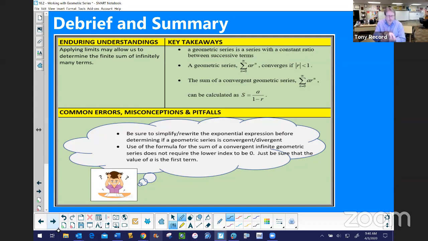And another one that I didn't write in here, but you have to be very careful, because if you have a divergent geometric series, nothing is going to stop you from trying to use that formula, a over 1 minus r. It will produce an answer. It will be a wrong answer. So you have to know to not use that summation formula, a over 1 minus r, unless the absolute value of your ratio is less than 1.